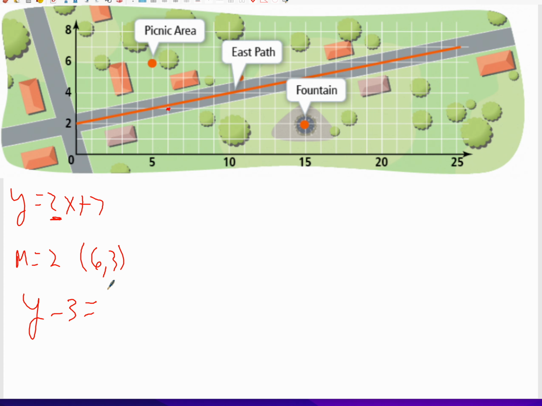Okay. And then the last one says, find the equation for a path that passes through the same point but is perpendicular to the north path. So through this point, but perpendicular to this. So what's perpendicular to that? Negative 1 half. -1/2, but still goes through the same point, which is 6, comma 3. So give me the equation. y minus 3 equals -1/2 times x minus 6.